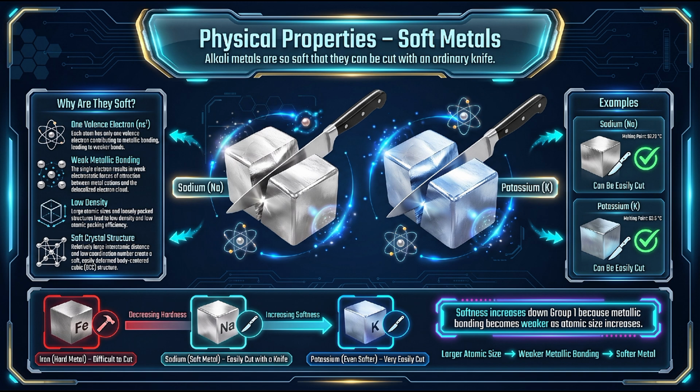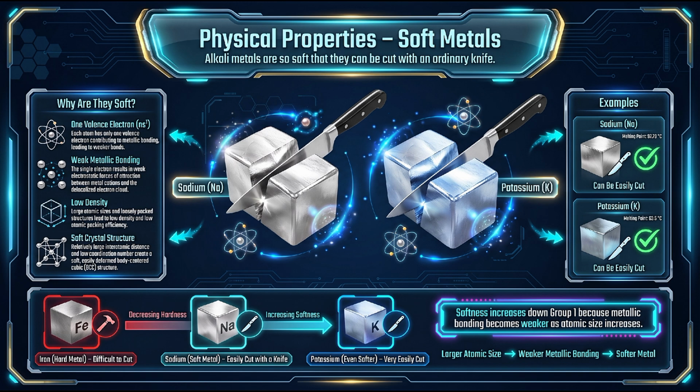The strength of a metal depends largely on the strength of these metallic bonds. Since each Group 1 atom contributes only one valence electron to the metallic bond, the attractive force between the metal ions and the electron cloud is relatively weak. Because the metallic bonds are weak, the atoms can slide past one another easily when pressure is applied. This weak attraction makes the metal soft and easy to cut.